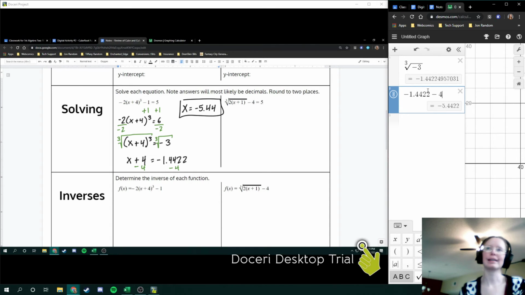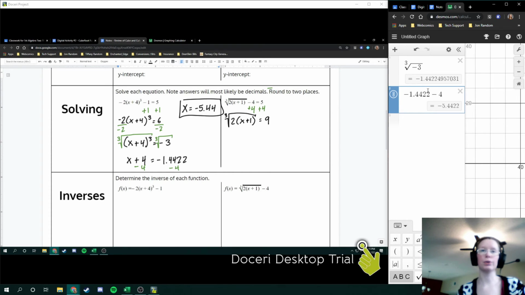Alright, second problem. Okay, got to get rid of all the junk on the outside of the house. So I'm going to start by adding over the 4, and get the cube root of 2x plus 1 is equal to 9.